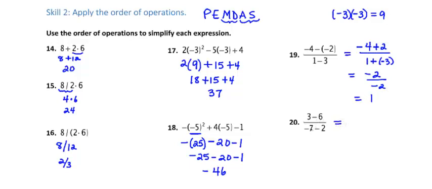3 minus 6 divided by negative 7 minus 2. Again, we simplify numerator and denominator. 3 minus 6 is 3 plus negative 6. If you need to write it out, do so; if you don't, you can go ahead and simplify it. Negative 7 minus 2 is negative 7 plus negative 2. So we have negative 3 divided by negative 9. A negative divided by negative is positive, and the 3 and the 9 have a common factor of 3, so we can simplify that to be a positive 1/3.